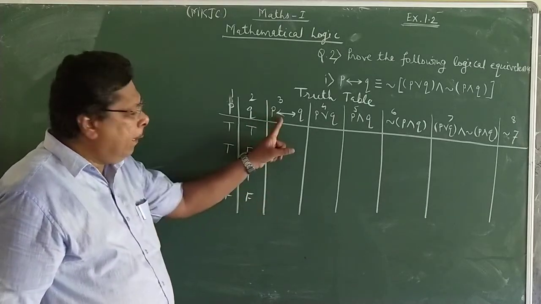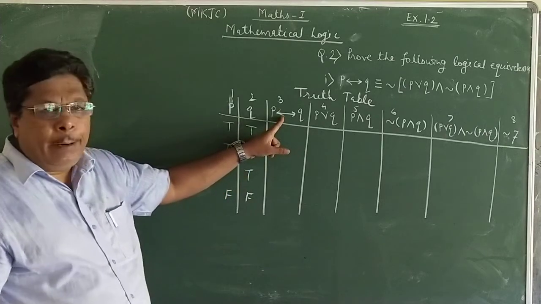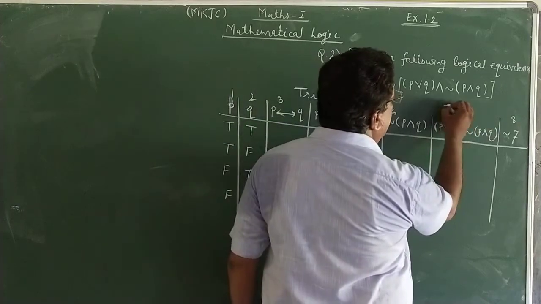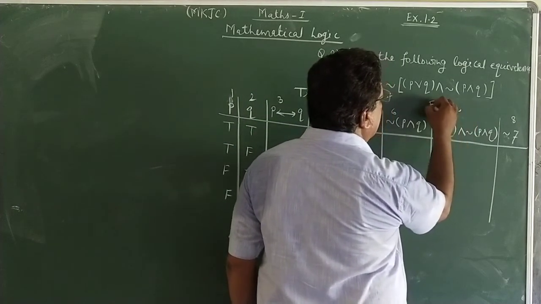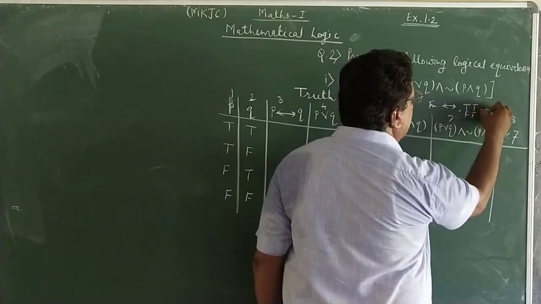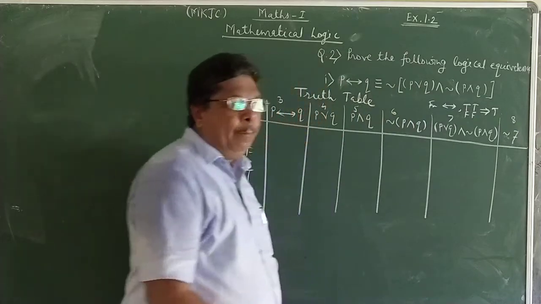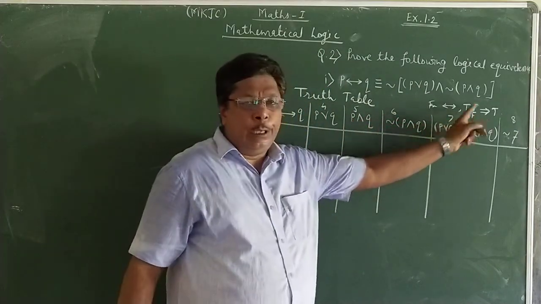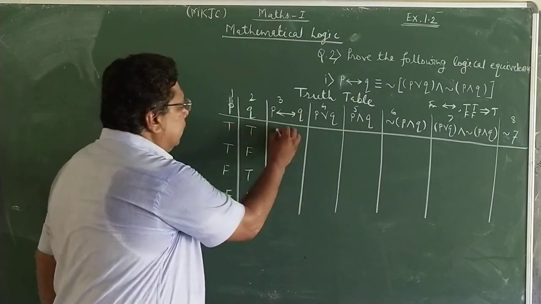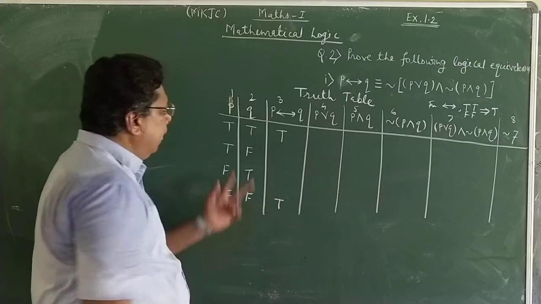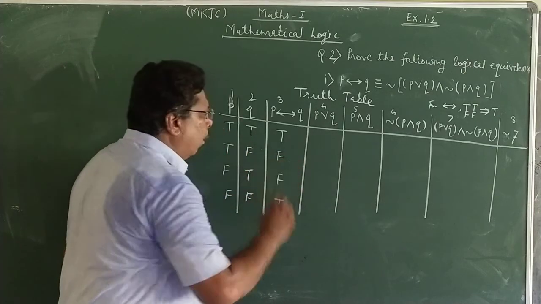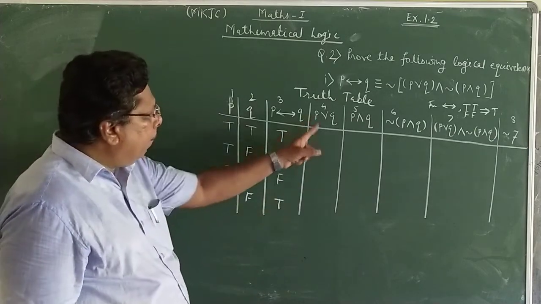In the third column, P conditional Q. What is the requirement for the last connective, if and only if? Requirement for the last connective if and only if is, both the statements are true or both the statements are false, then their biconditional is true. It means they have identical truth values, then their biconditional is true. Now see, this condition is satisfied in the first case as well as in the last case. First is true, last is true. Remaining two are false.